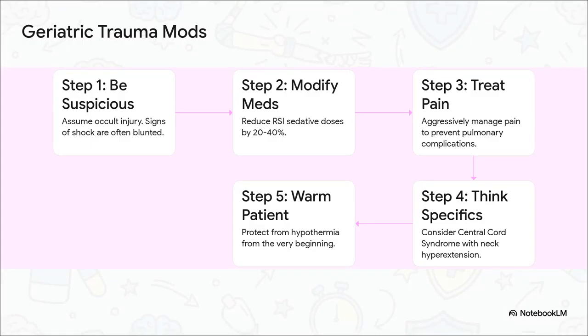Okay, let's put it all together. Here are the 5 high-yield points you absolutely must remember. Think of this as your exam checklist. 1. Always be suspicious of a hidden injury. 2. Cut your drug doses. 3. Treat their pain aggressively. 4. Remember those specific injuries, like central cord syndrome. And 5. Keep them warm. If you can talk through these 5 points, you're in fantastic shape.